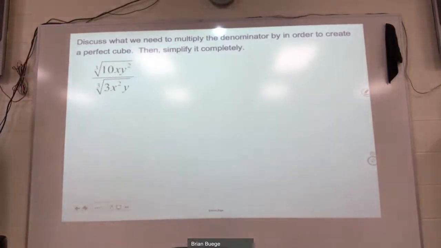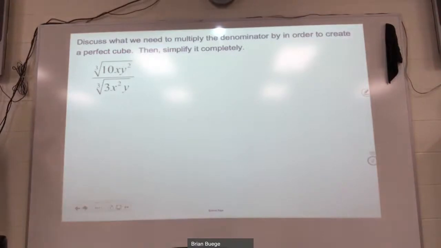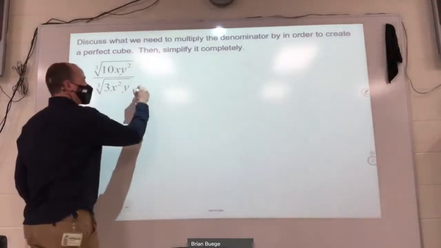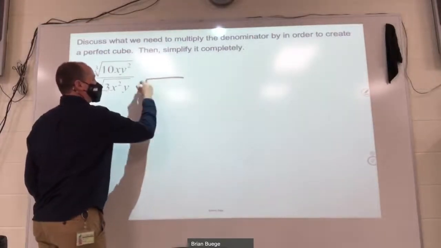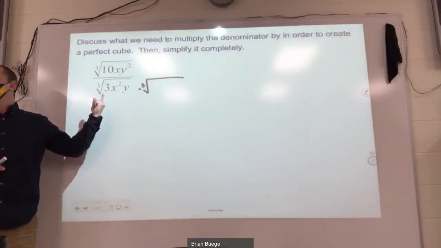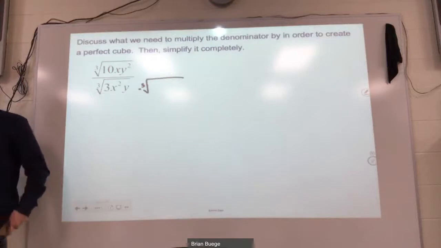All right, so the first thing we have to figure out is, what am I going to need to multiply the denominator by? Because here I need to end up with nice perfect cubes since I'm dealing with a cubed root. So, first thing, what number am I going to multiply by? If I start with the cubed root of 3, what am I going to multiply by? We kind of just did it.